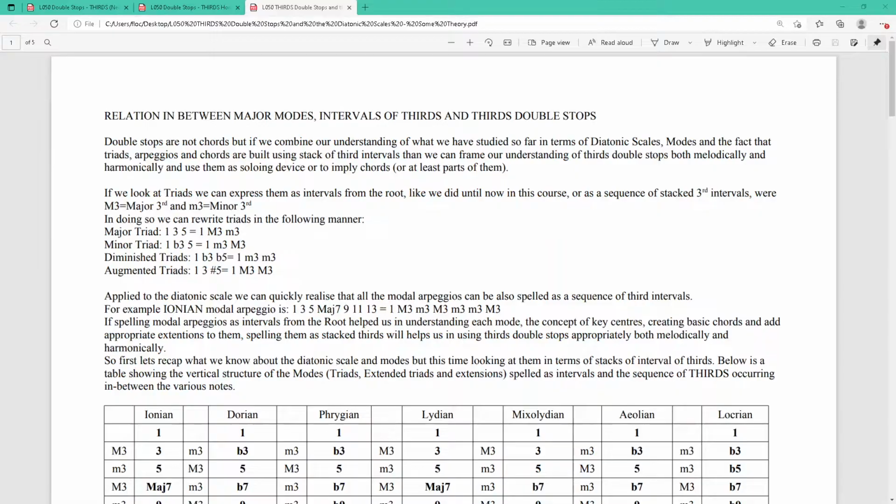Let's continue with our PDF, and let's see what else is in there. If we look at triads, we can express them as intervals from the root, like we did until now in this course, or as a sequence of stacked third intervals, where M3, in this case for this page, is equal to a major third and m3 a minor third.